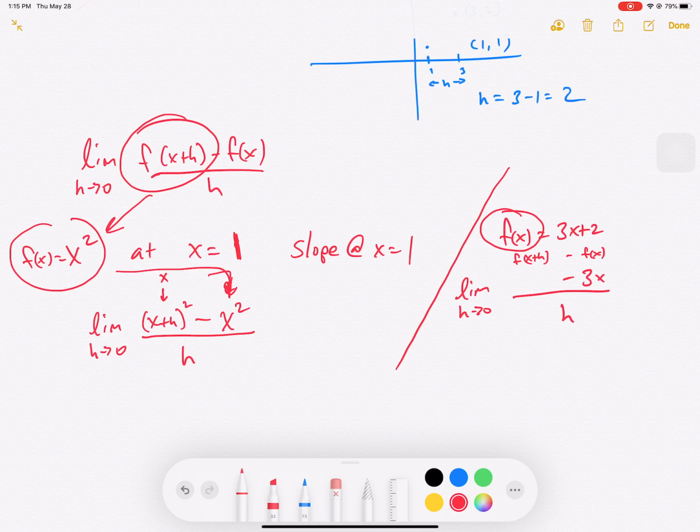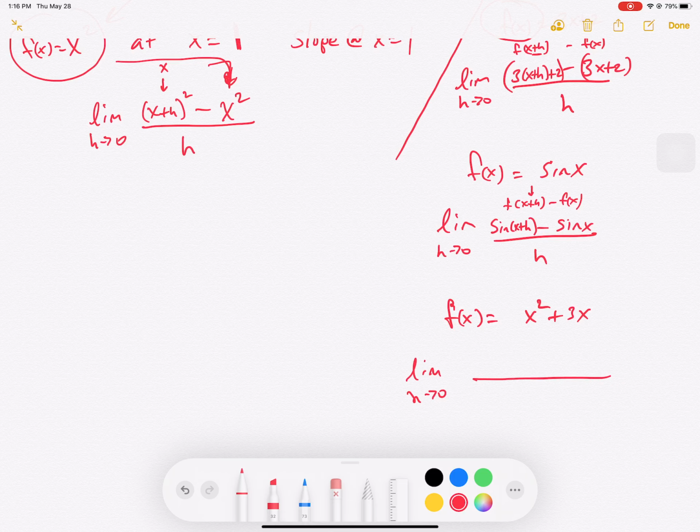I want you guys to go ahead and try this. What if f of x was x squared plus 3x? What would my difference quotient be for this guy? Okay, go ahead and pause the video, or you can do it mentally, but pause the video and see if you can fill it out in your brain. What would that look like if you could plug this into the difference quotient?